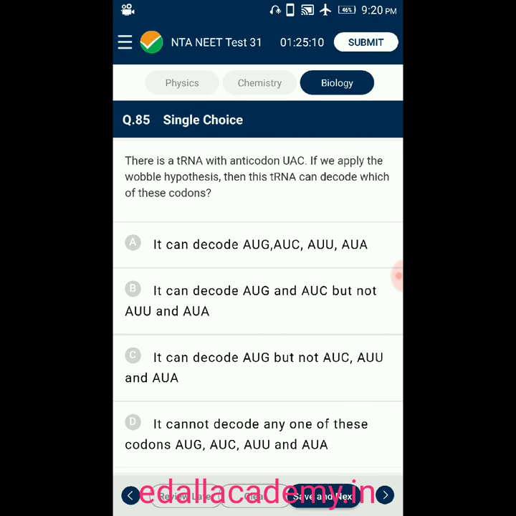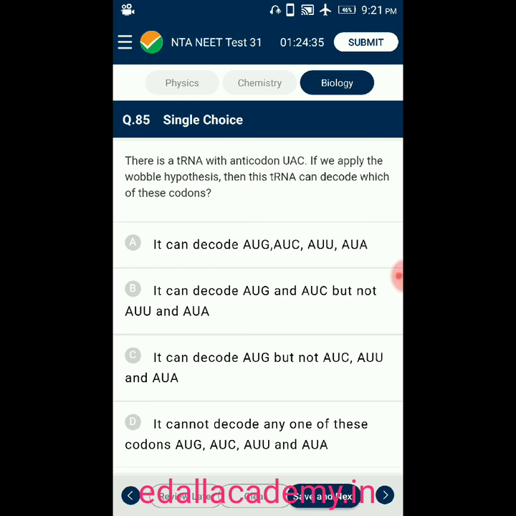Question 85. There is a tRNA with anticodon UAC. If we apply the Wobble hypothesis, then this tRNA can decode which of these codons? The tRNA having anticodon UAC would definitely decode AUG. It carries amino acid methionine.